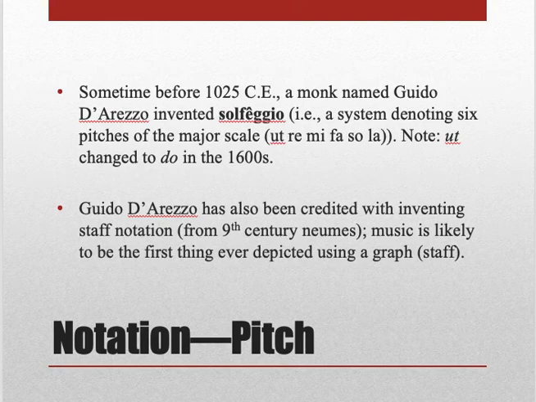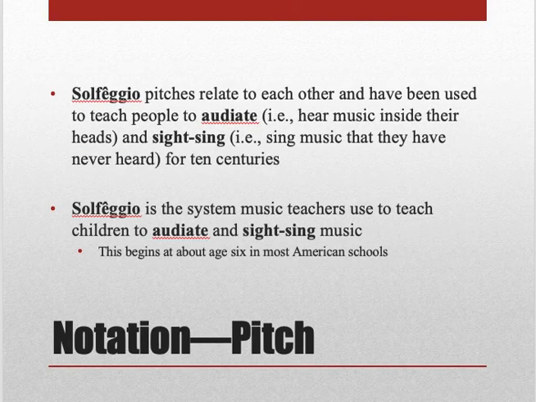Now, Guido has also been credited with inventing staff notation. There was a system that was similar called neumes that were invented in about the 9th century. But regardless, Guido is given the credit for inventing modern staff notation. And I think it's also very interesting to those of us who are interested in history that music is likely to be one of the first things, if not the first thing, that was ever depicted using a graph. So that music staff, those 5 lines that we know, was one of the very first graphs that was ever standardized in the world.